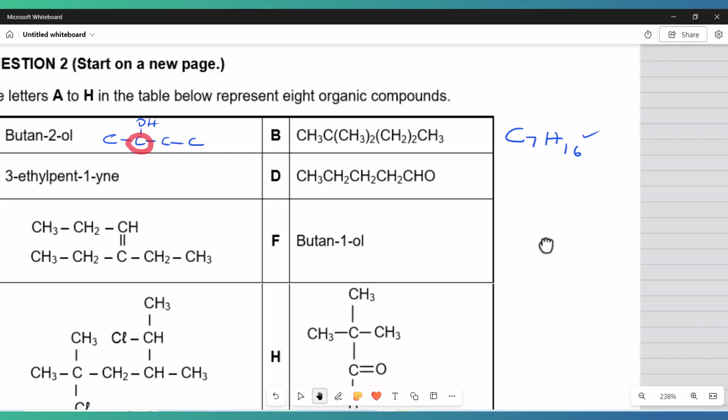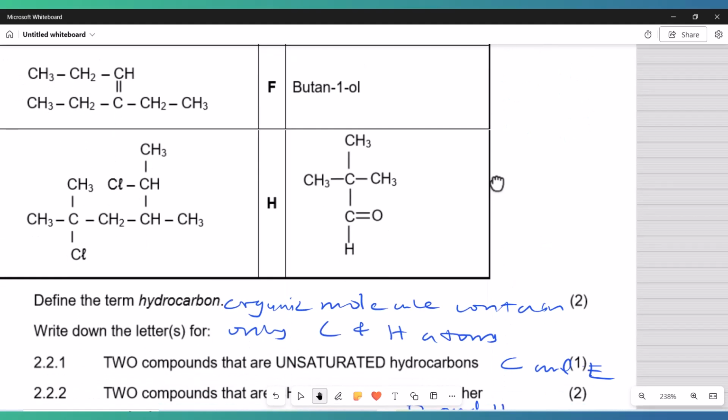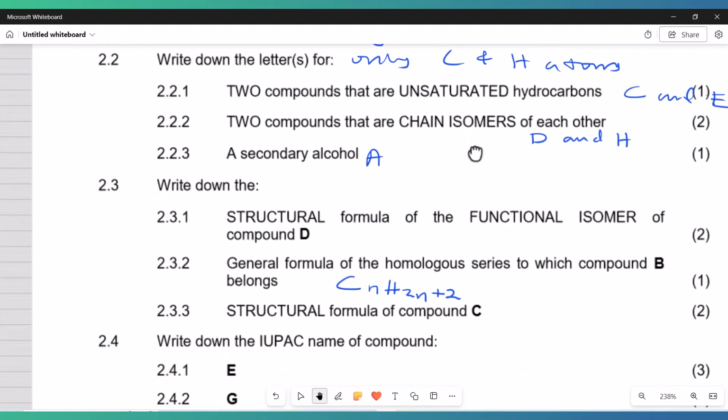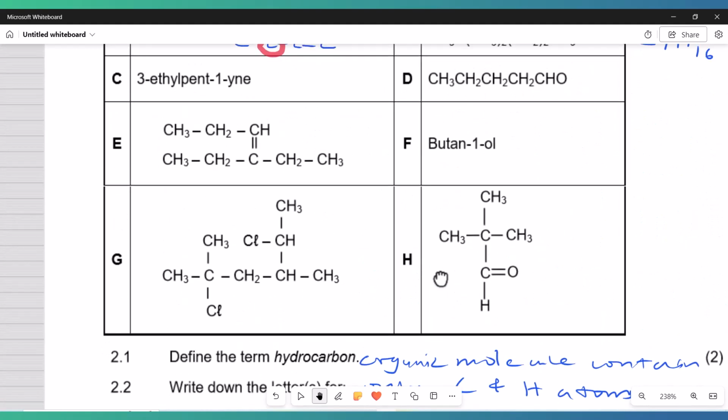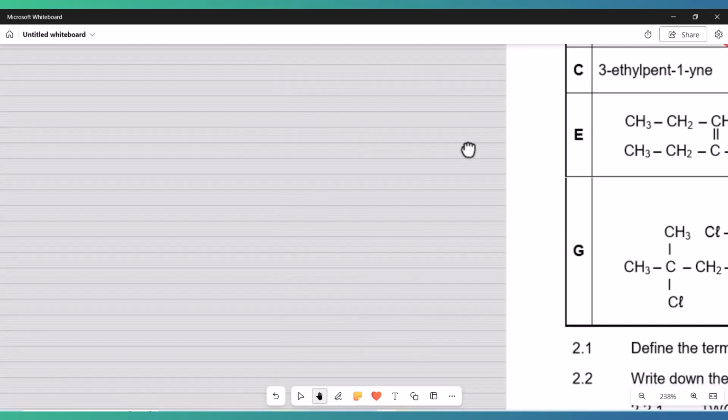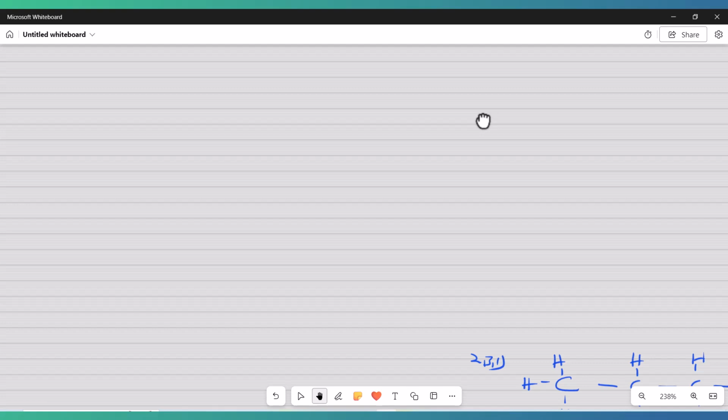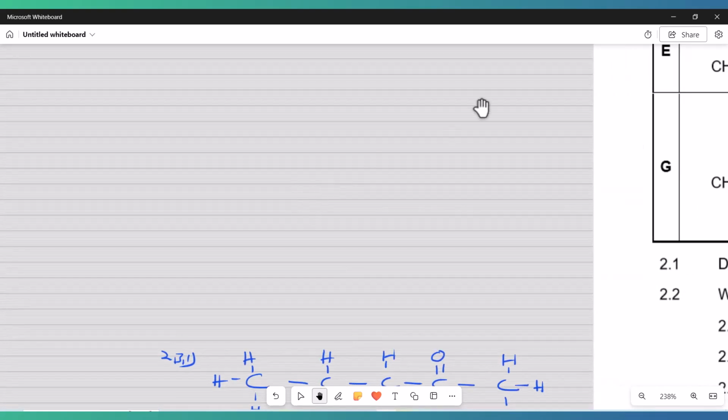Okay. Next question here. Let's check it out. What must we do? Write down the structural formula of compound C. Compound C is 3-ethyl pent-1-yne. Okay, so for that matter, this is how it looks.